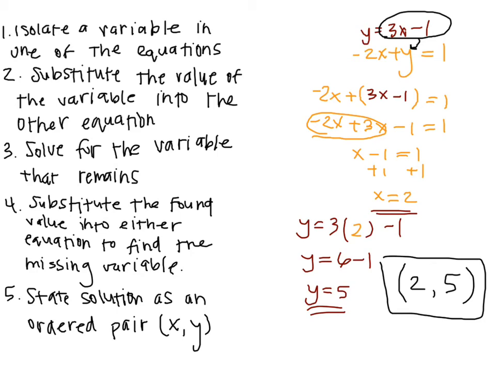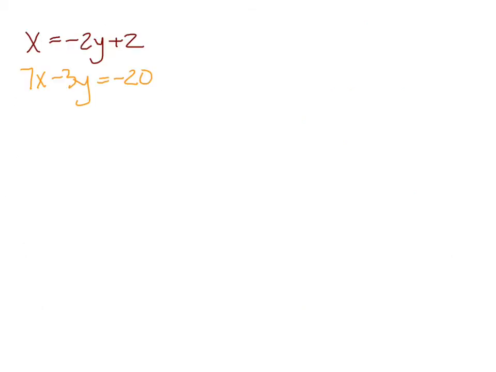Let's go through one more example together. Follow along in your notebook with the steps that we just wrote down as we go through this. My first step is to isolate a variable in one of the equations. Well, once again, I've already isolated a variable in the first equation. x is alone. Like I said, it doesn't matter if we choose x or y.